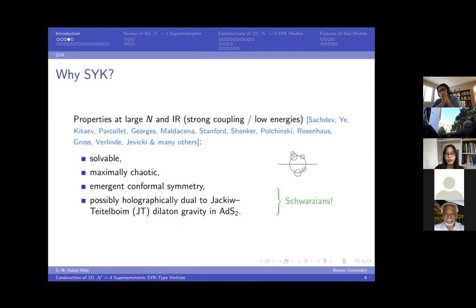There are a lot of studies of SYK because of several interesting properties that it has. First of all, if you look at the IR, low energy limit, and consider large N, which means you have a lot of Majorana fermions, it is exactly solvable, meaning the diagrams are dominated by melonic Feynman diagrams, and you can actually sum all of them. So it's exactly solvable, and it's also maximally chaotic at the same time, which is unusual.